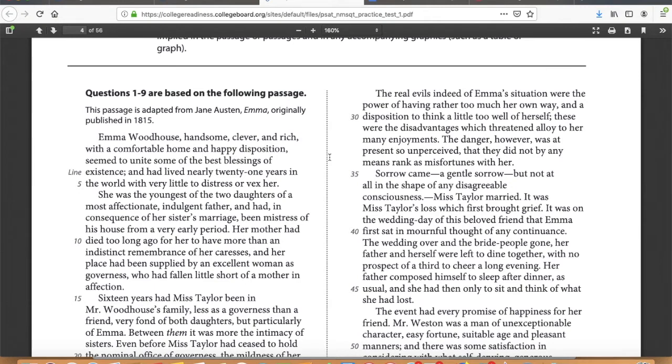It tells us why. Because of her sister's marriage. Her sister got married, went off to live with her husband. Now she's the highest ranking woman in the house. Does that make sense? Yes. We'll find out where her mom is or was here in just a moment. Go ahead and read the next sentence, please.